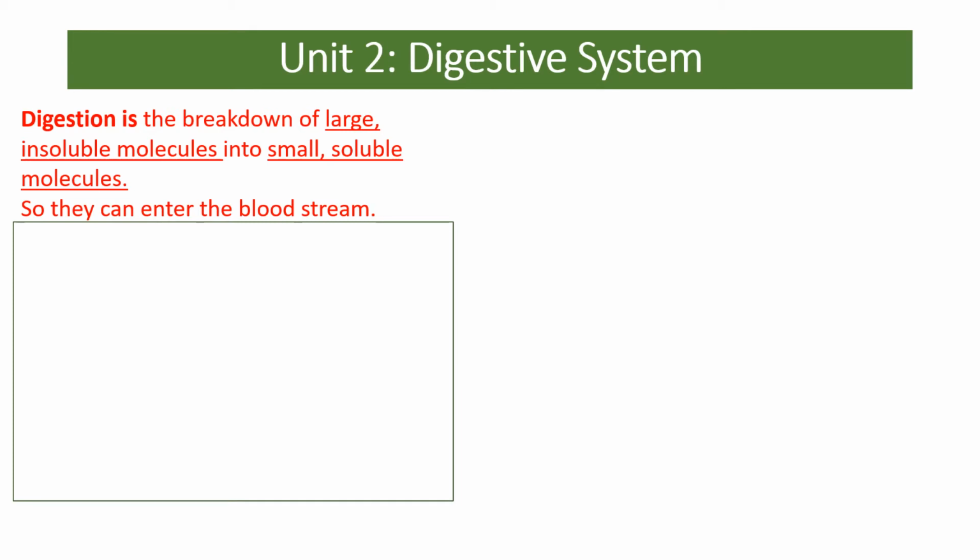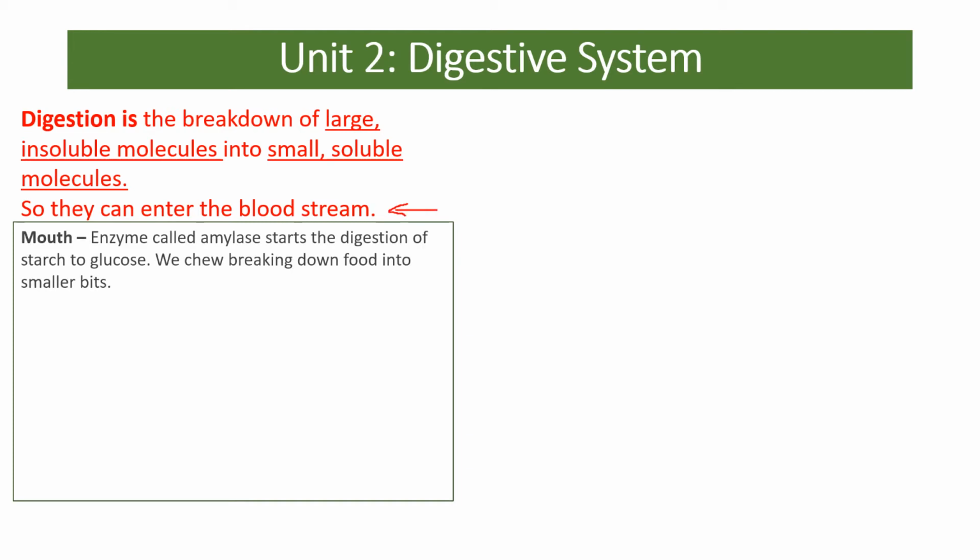Then we move on to the digestive system. So digestion is the breakdown of large insoluble molecules into small soluble molecules. What that means is we're taking big molecules, breaking them into small molecules, and we're turning insoluble, things that can't dissolve, into soluble, things that can dissolve. And the reason we do that is because we want those things to be able to move around our bloodstream. That's the whole point of digestion, so they can enter the bloodstream. So this second sentence here is vital not to overlook, because that's the whole purpose of digestion.